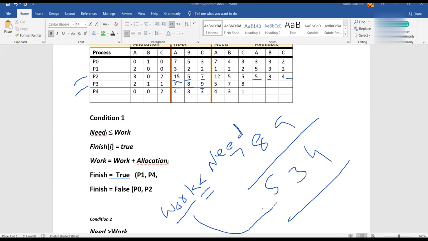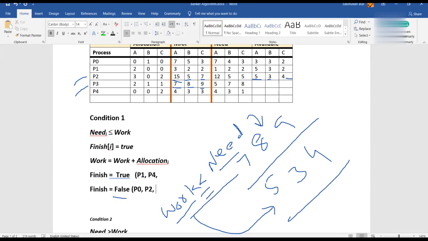Work is this available resource. Need is this. Here the need is greater than what? The need is greater than the available resources. You can also say that work is less than the needed amount of resources. So based on this condition becoming true, Finish[i] will be false. When Finish[i] is false, we can say that the system is in a deadlock situation.